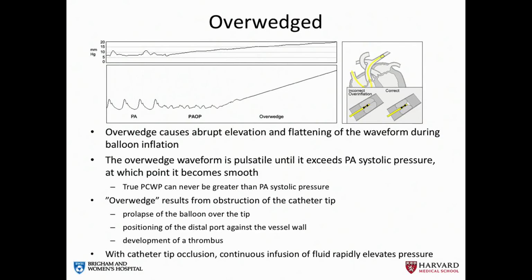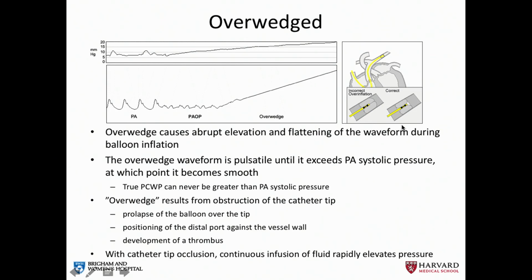There are a number of things that can make interpretation of the pulmonary capillary wedge pressure difficult. Probably one of the most important aspects of that is what we call over-wedging. And you can see here an example of over-wedging where the balloon is inflated, you start to get an initial waveform that makes sense, and then as you continue to inflate that balloon with the full volume of air, you start to see an increase in wedge pressure.